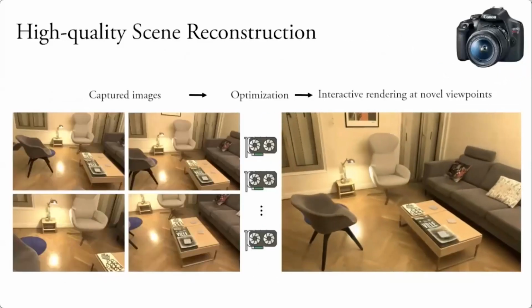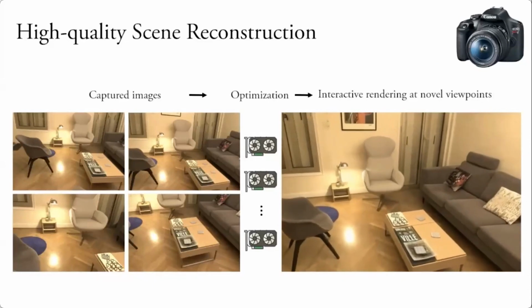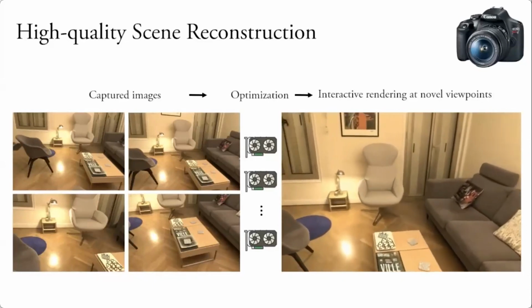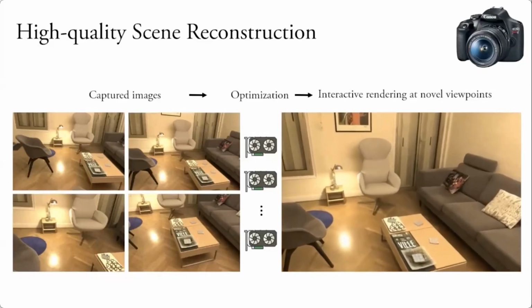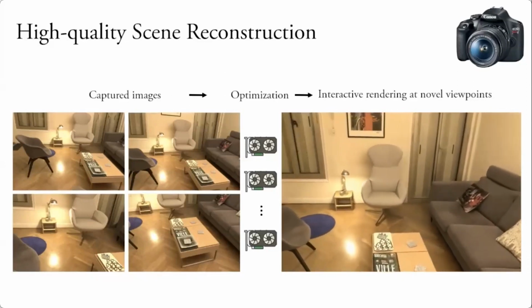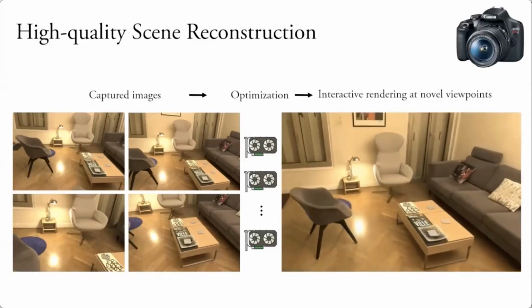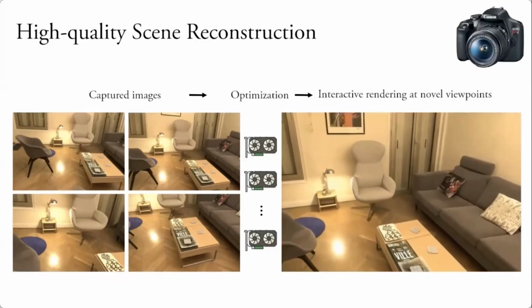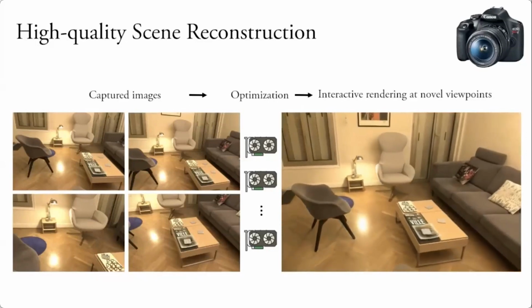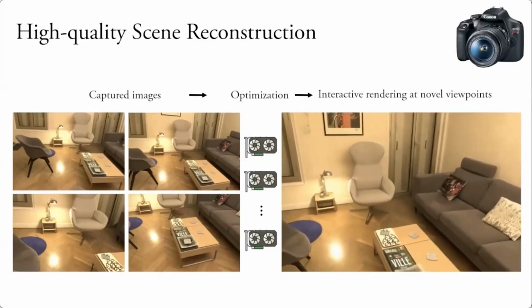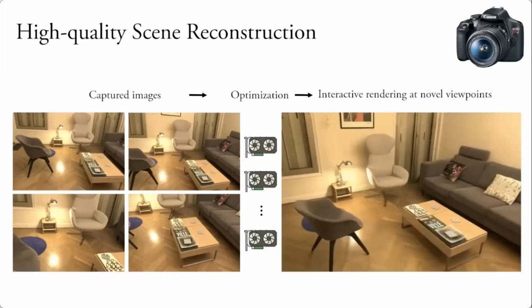Okay, let's move on to our second teased application. In this version, we took 320 photos of this living room and were then able to solve an optimization problem via a neural field that provides these very high quality interactive renderings at arbitrary novel viewpoints within the scene. How do we do this?